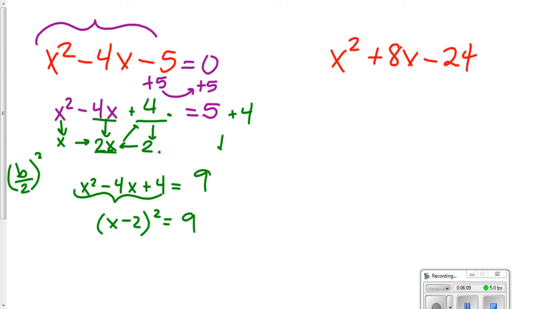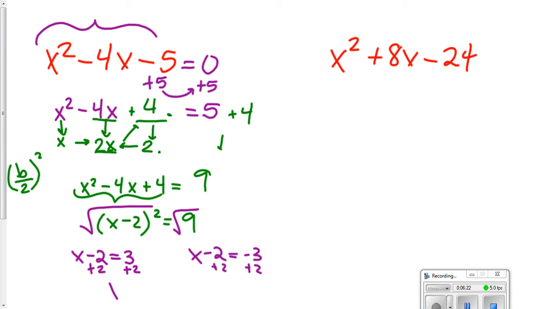At this point, I can square root both sides. So x minus 2 can equal 3, or x minus 2 can equal negative 3. I add my 2 on both sides. So x equals 5, or x equals negative 1. 2 answers.